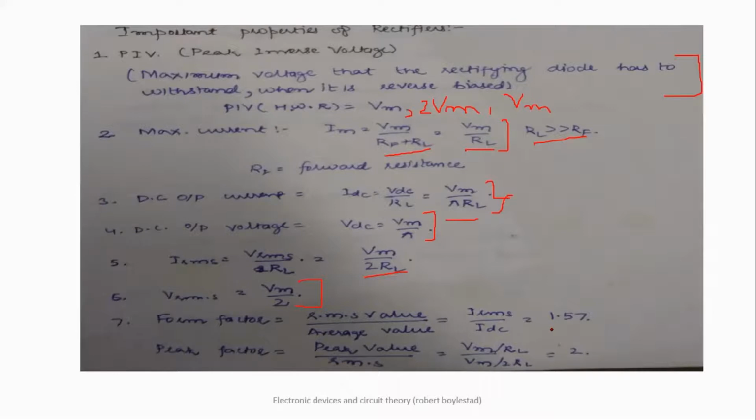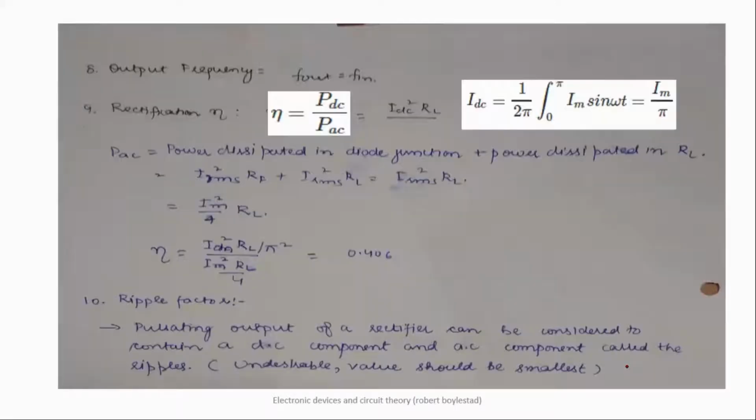Your form factor for your half wave rectifier comes out to be this. Similarly, peak factor is equal to the peak value of the voltage over the RMS value of the voltage. So peak value is VM by RL and your RMS value is VM by 2RL. That is at the input. So dividing it, we are getting 2. So these are the values as far as your half wave rectifier is concerned.